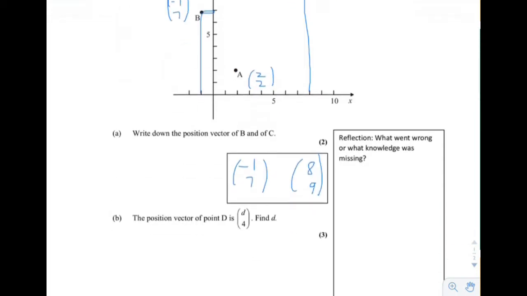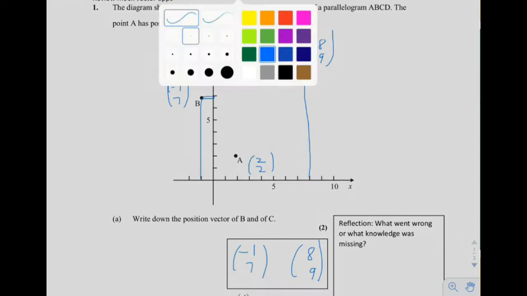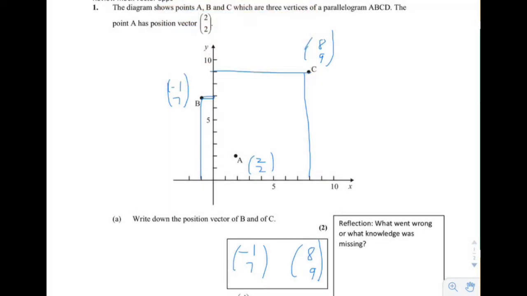The position vector of point D is (D, 4). Find D. This is a parallelogram. There's a couple ways you could see this as being a parallelogram. One is maybe like that, right? And the other would be maybe like, let's see, this. Those are the two possibilities I can see.